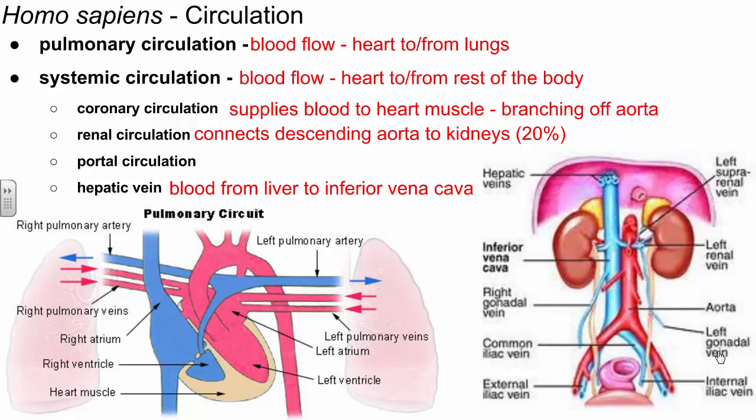Okay? So coronary circulation is the circulation that supplies our heart with blood. You would think, well, your heart is filled with blood, so it doesn't need its own circulation. But actually, your heart muscle itself is not getting oxygen and nutrients from the blood within it. It has a separate set of arteries that go on the outside of the heart, the coronary arteries, which supply the heart muscle itself with blood.